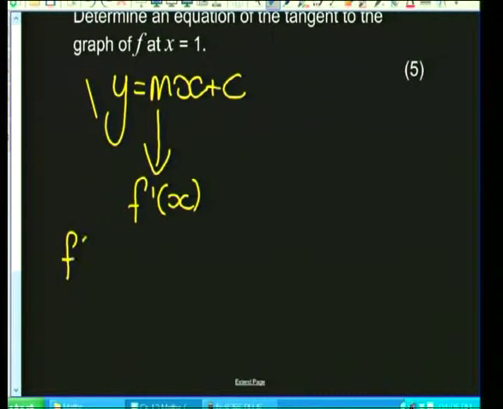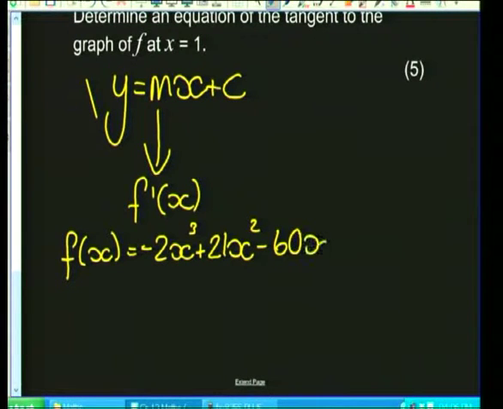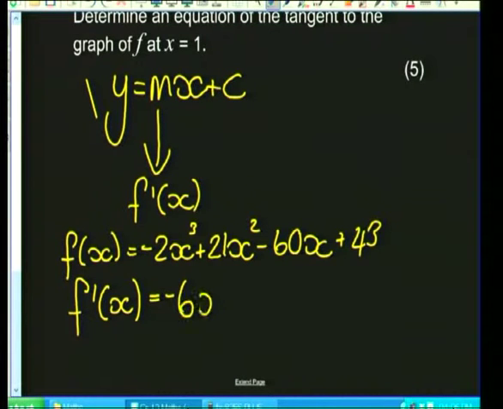Our original function, let's just quickly have it at hand here. We had negative 2x cubed, plus 21x squared, minus 60x, and plus 43. Okay, the derivative of this is going to work out to be negative 6x squared plus 42x minus 60, okay?